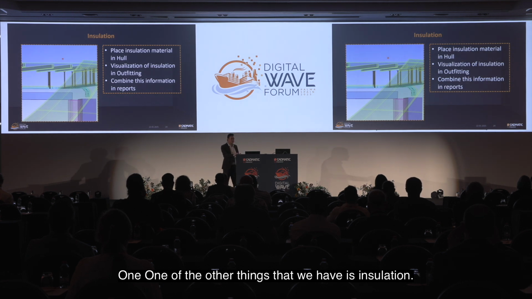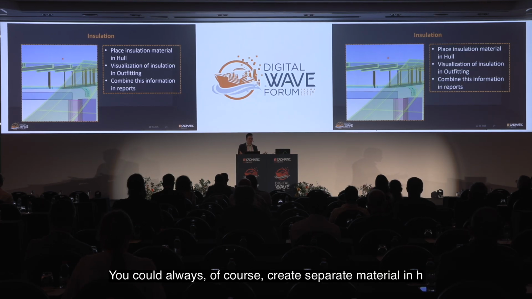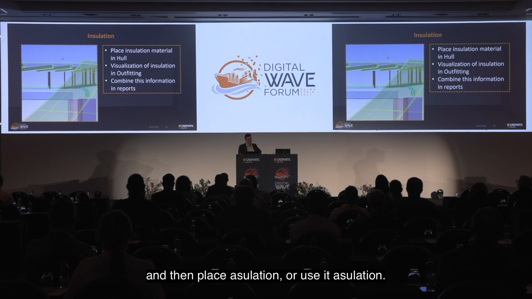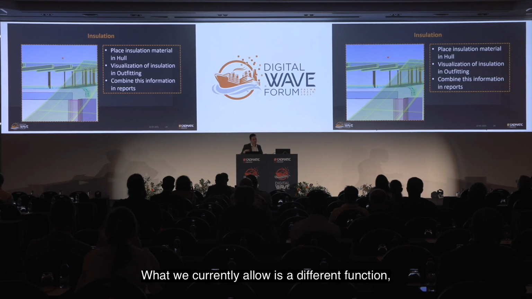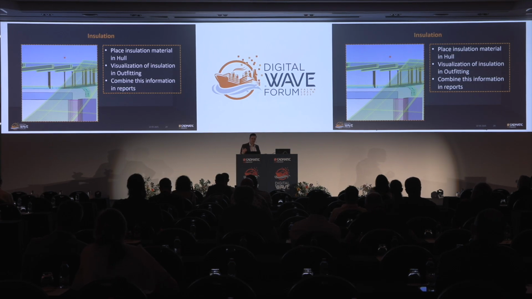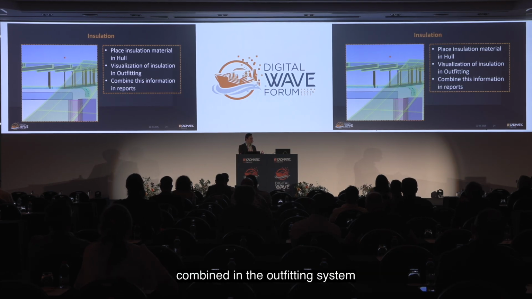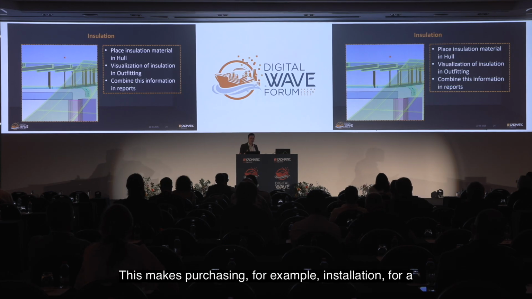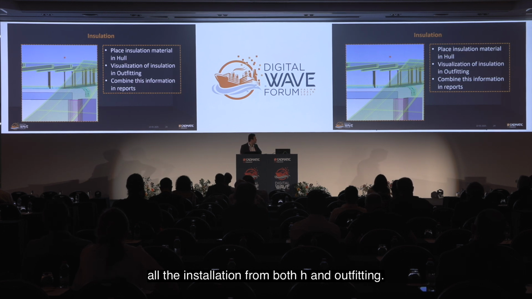One of the other things that we have is insulation. You can nowadays place insulation material in hull. You could always, of course, create a separate material in hull and then place it as insulation or use it as insulation. What we currently allow is a different option within system management to visualize this same installation also in outfitting and have this information combined in the outfitting system. This makes purchasing insulation for a specific area easier because you can combine this in a report, so all the installation from both hull and outfitting.